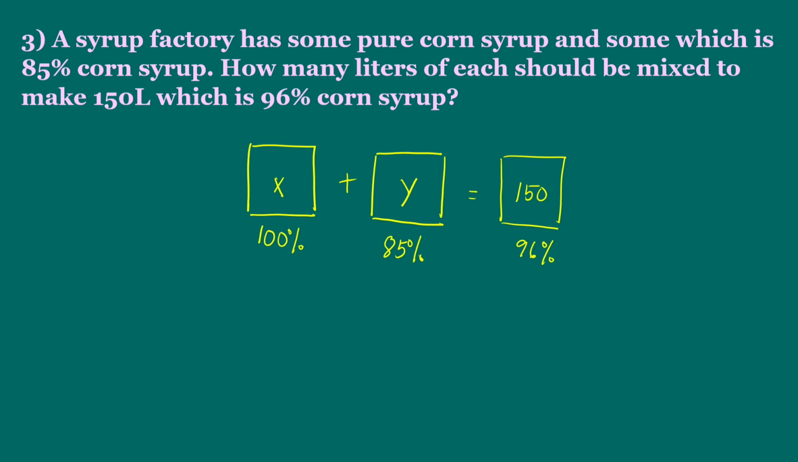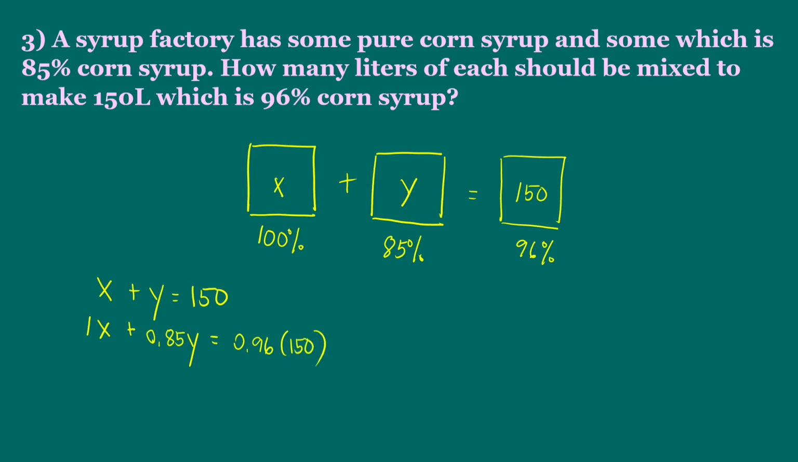So, again, our equations for mixtures. The first equation is about the volume. x plus y equals 150. And then the second equation is about the percentage. So this will give us 100% in decimal is 1x or x. Alright? 0.85y. And 96% is 0.96. And then times 150.